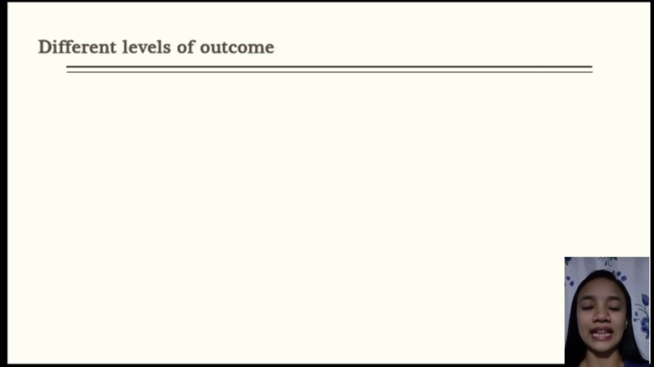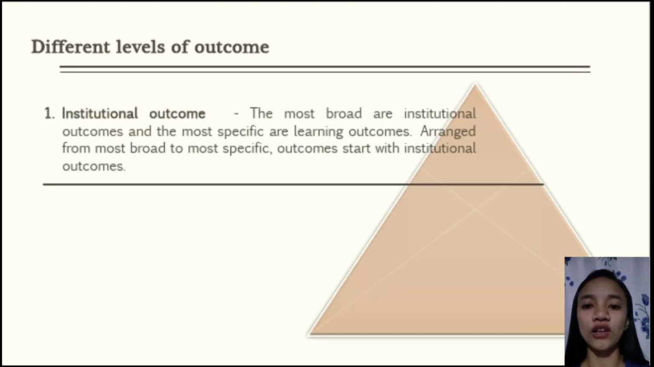Now, we have different levels of outcomes. First is the institutional outcome. The most broad are institutional outcomes and the most specific are learning outcomes. They range from most broad to most specific outcomes, starting with institutional outcomes.